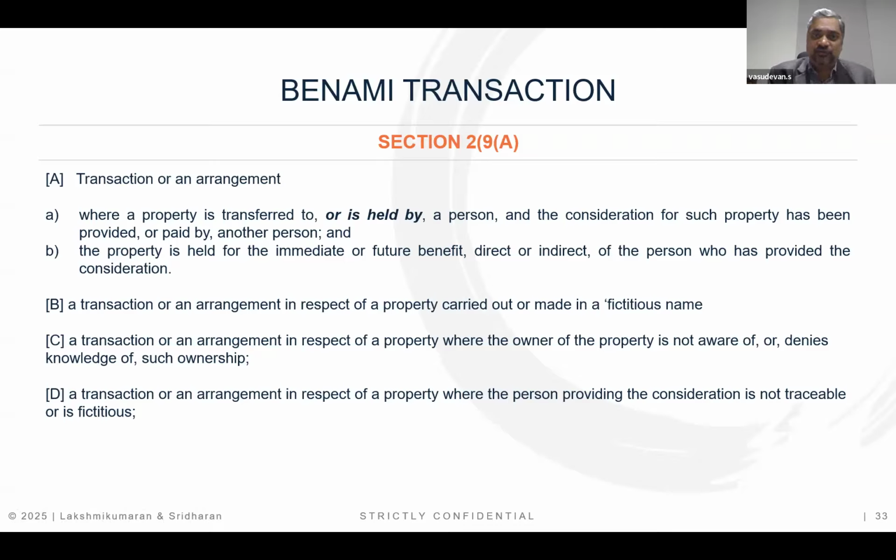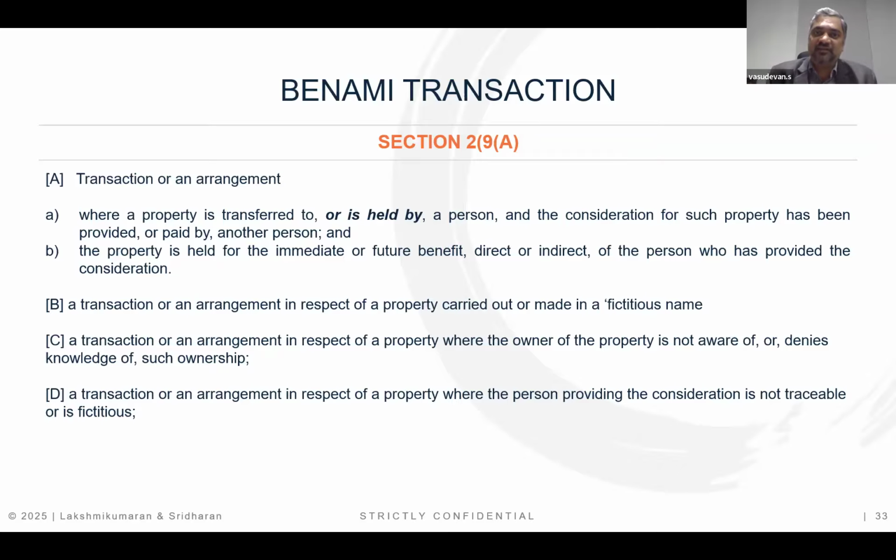Now, this is also very important because in many cases, it is not merely enough that just because I have paid a consideration, I become the beneficial owner and somebody else is the benamidar. It is important to also highlight that the so-called benamidar is holding the property for my benefit. That means he cannot enjoy the property. Basically, it is me who enjoys the property. And one more aspect is it need not be immediate benefit. So the definition talks about immediate or future.